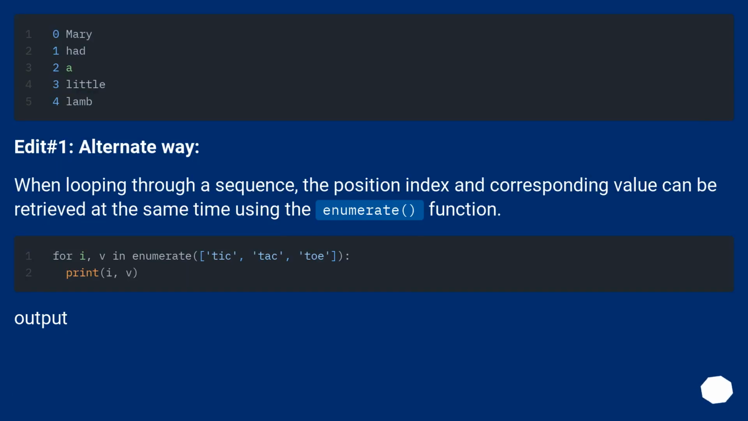Edit number 1, alternate way. When looping through a sequence, the position index and corresponding value can be retrieved at the same time using the enumerate function. Output.